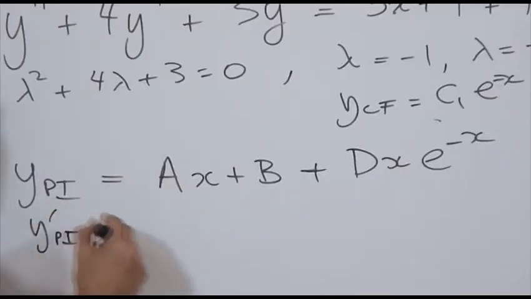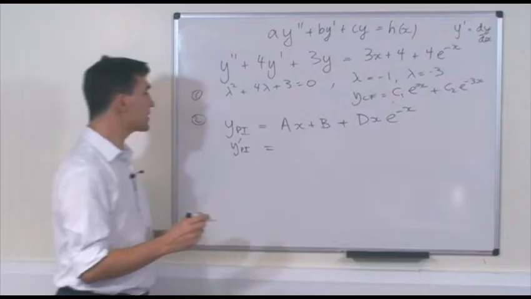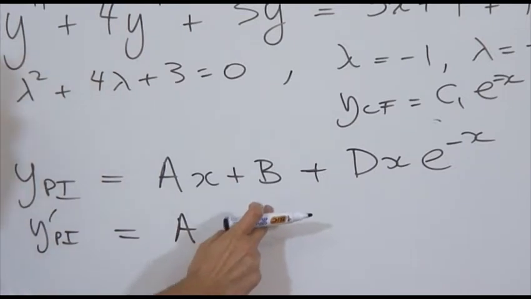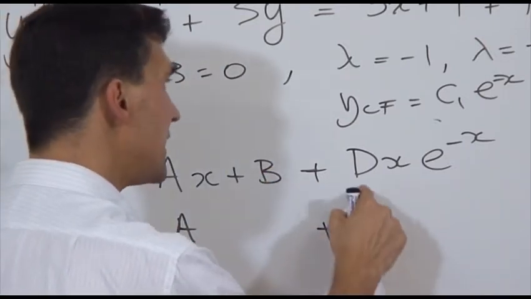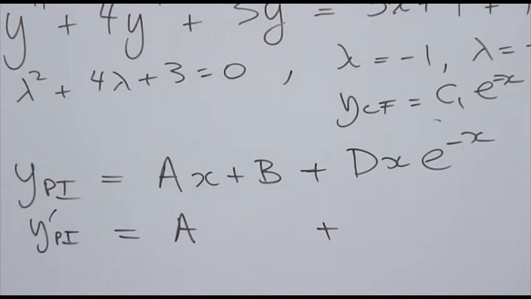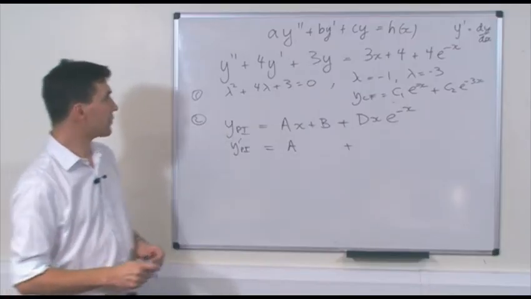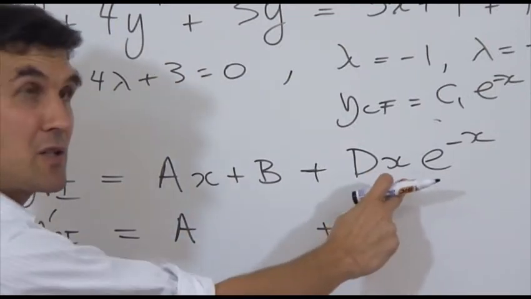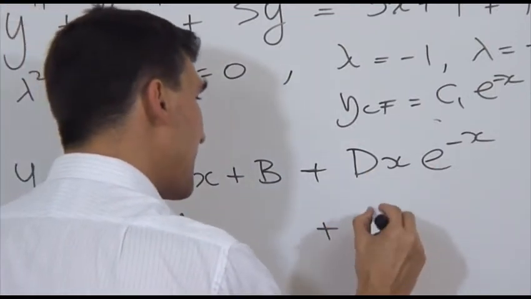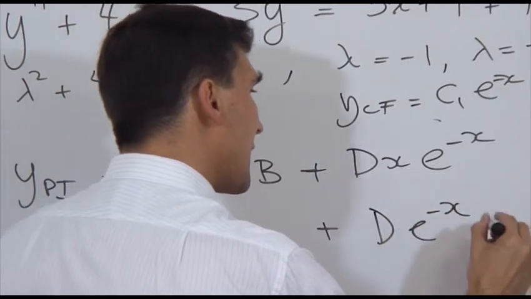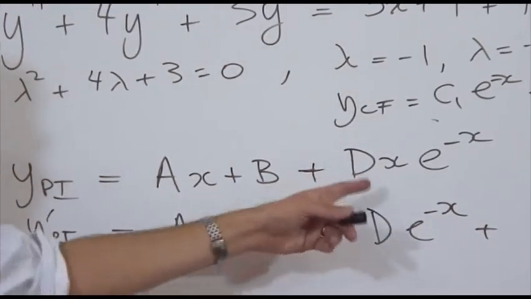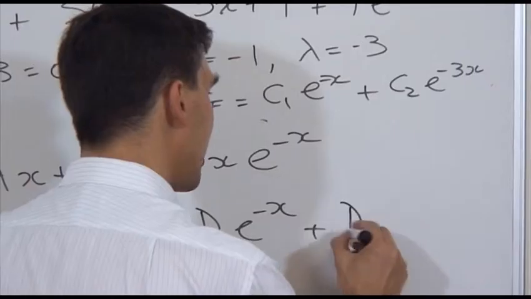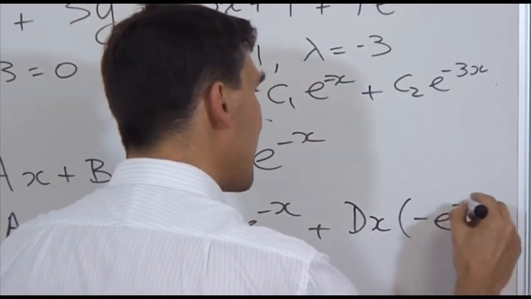So y_PI', we've got an ax, derivative of that is a, derivative of b is 0, that's how it vanishes. And then we've got dx e^(-x). We bring out our trusty product rule. So that becomes d times the derivative of x, which is 1, times e^(-x). So it's d e^(-x) plus dx times the derivative of e^(-x), so it is dx times minus e^(-x).